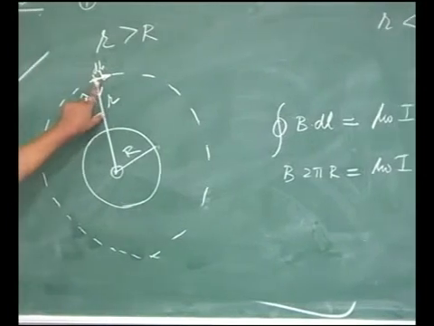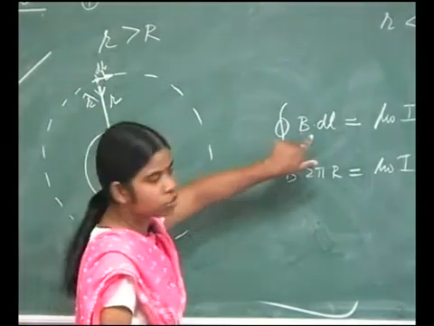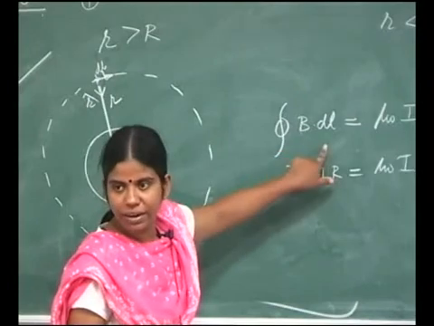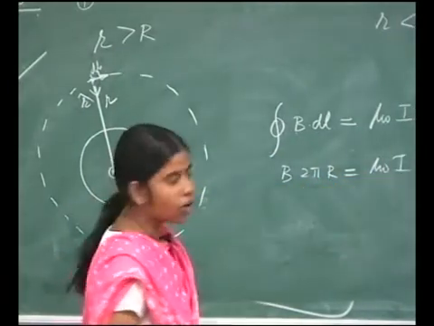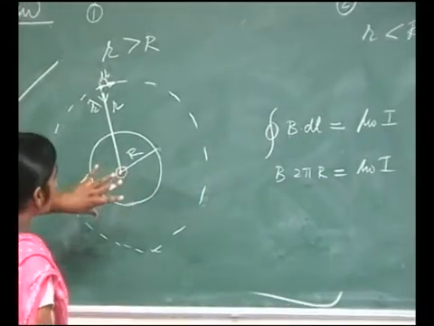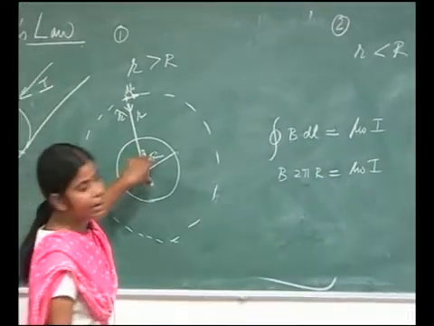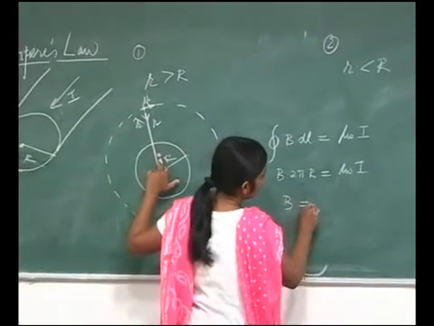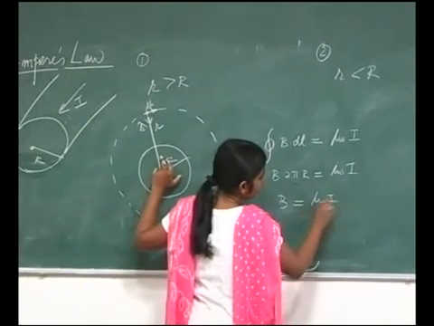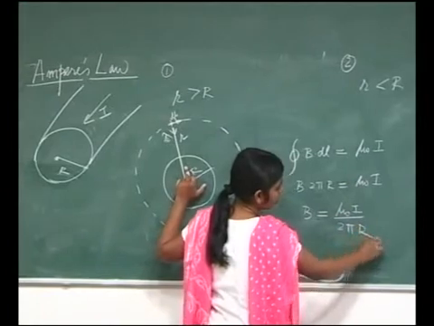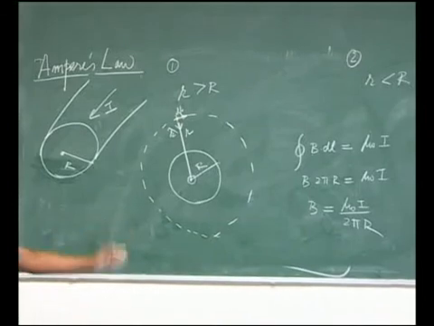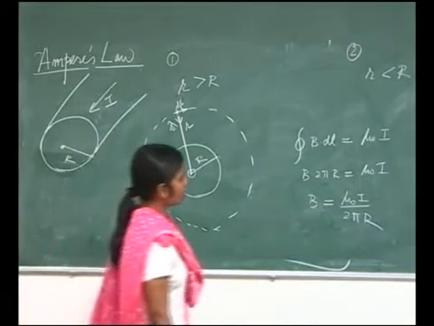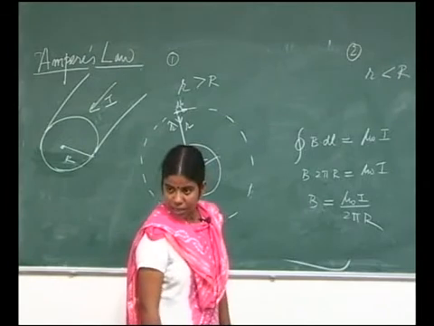When I take this closed loop integral, I get B into 2 pi r is equal to mu 0 I, so the magnetic field due to a current carrying conductor, B, will be equal to mu 0 I upon 2 pi r. The same we got with an infinitely long current carrying conductor through the Biot and Savart formalism. So far everything is good. Is it okay?